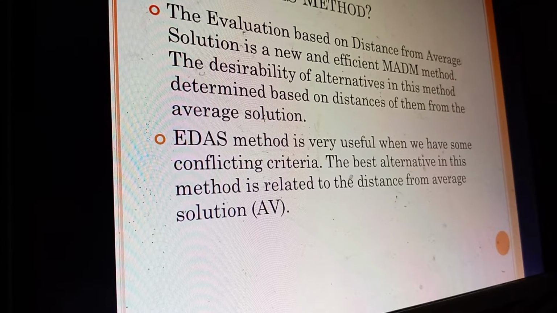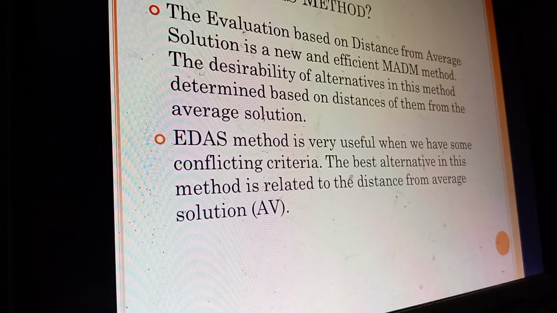So EDAS, the evaluation based on distance from average solution, is a new and efficient MADM method. The desirability of alternatives in this method is determined based on their distances from the average solution. So the EDAS method is very useful when we have some conflicting criteria. The best alternative in this method is related to the distance from the average solution, or AV.